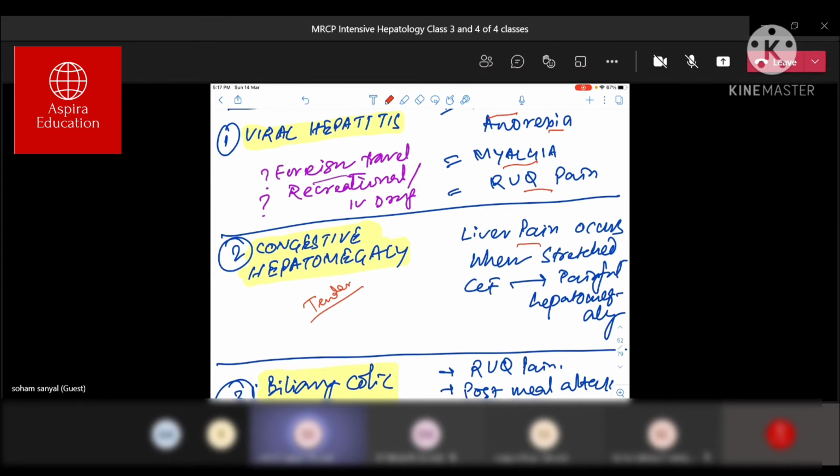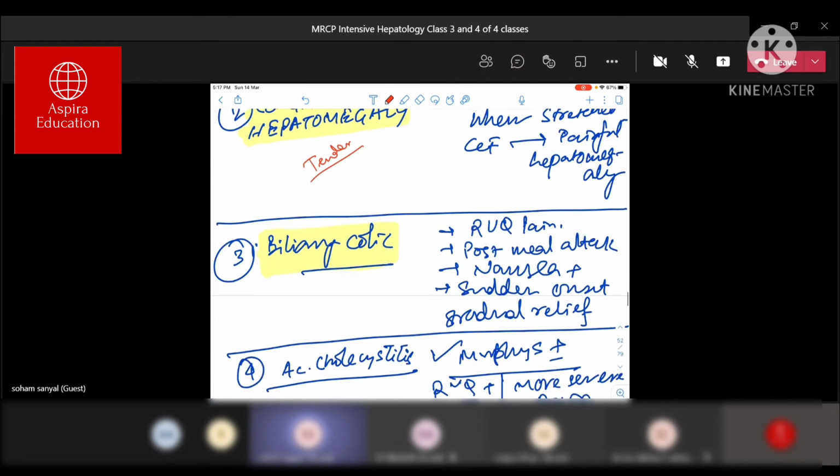Now we are coming to the third condition of the day, that is biliary colic. Again, mostly they will say right upper quadrant pain, and extremely important is the post-meal attack: the pain increases after the person takes a heavy meal. They will use this kind of terms. There will be nausea, and the pain will be colicky, suddenly coming up, and gradually after some time, maybe an hour or half an hour, it gets relieved. These are the terms we need to find out.